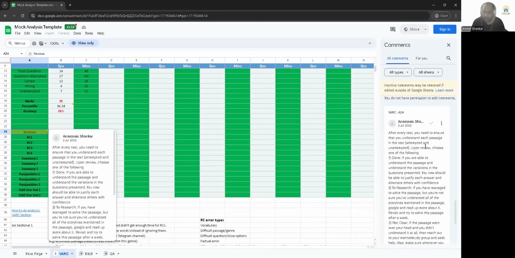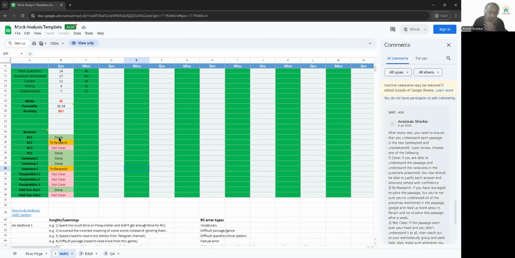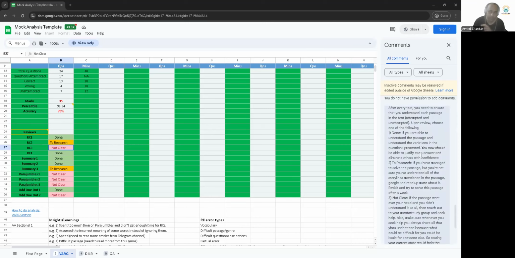After every test, you need to ensure that you understand each passage in the test, attempted and unattempted. Upon review, choose one of the following. See, there are 3 options: done, to research, and not clear. One of these options you select. Done, if you're able to understand the passage and understand the variations in the questions presented, you should now be able to justify each answer and eliminate others with confidence.